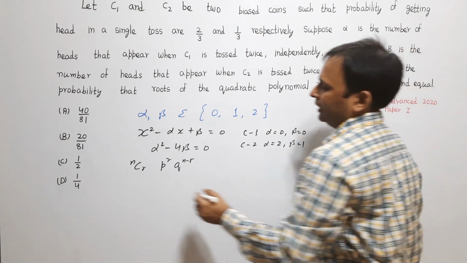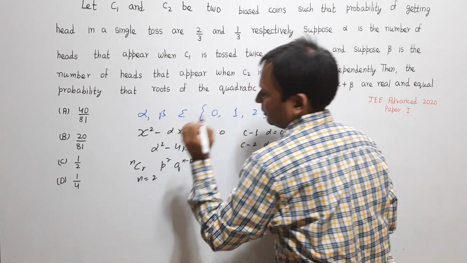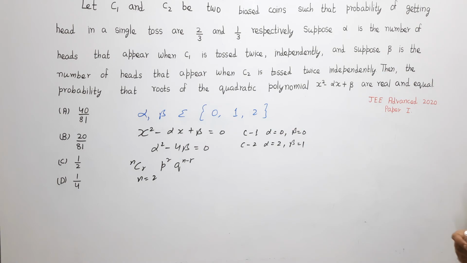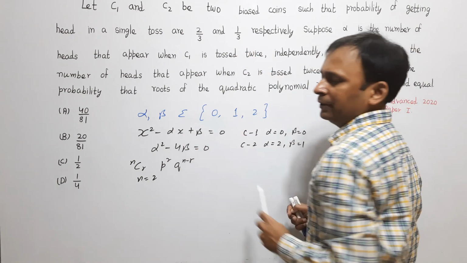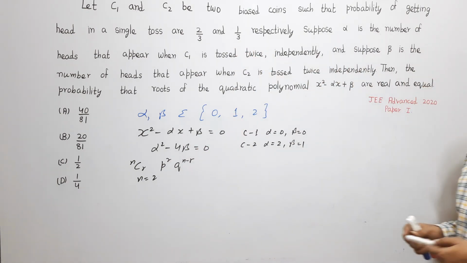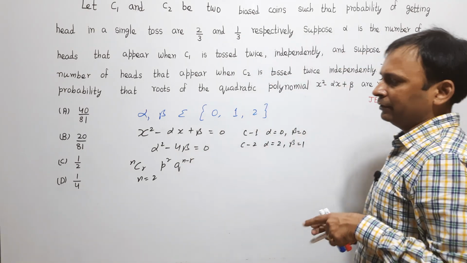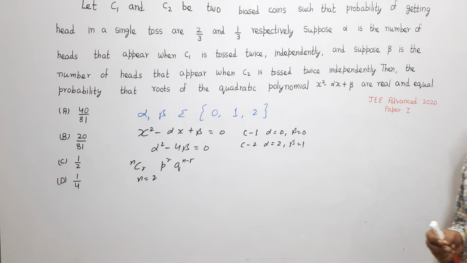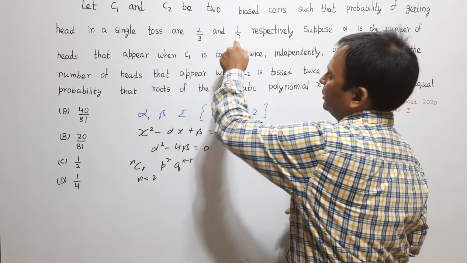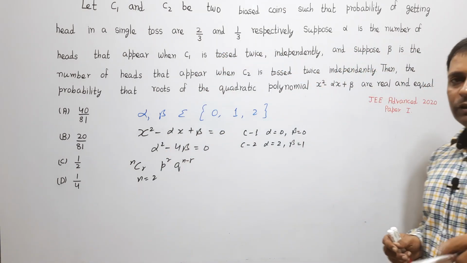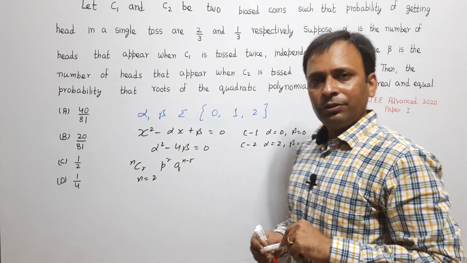So the value of n is equal to 2 here. For the first coin, the value of p is equal to 1 by 3, so the value of q becomes equal to 1 minus 1 by 3, which is equal to 2 by 3. And for the second coin, the value of p is equal to 1 by 3, so the value of q will be 1 minus 1 by 3, which is equal to 2 by 3.